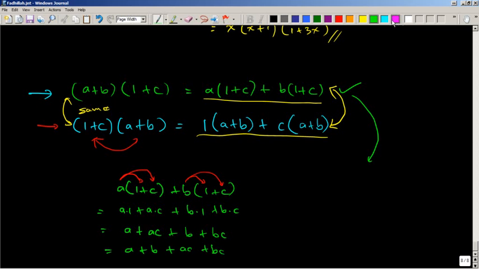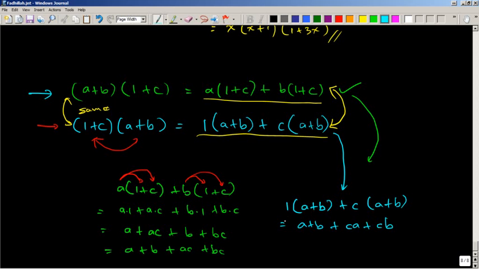Okay, now let me take a look at the blue one, and I do it here. 1 A plus B campur C A plus B. Try to expand that. Jadi apa? A plus B plus C A plus B campur C A plus B, CB. CB kan? Now take a look at these two. Are they not the same?